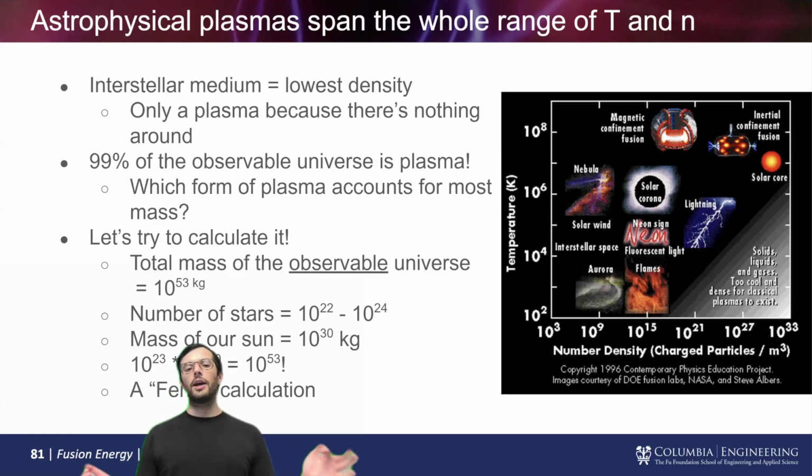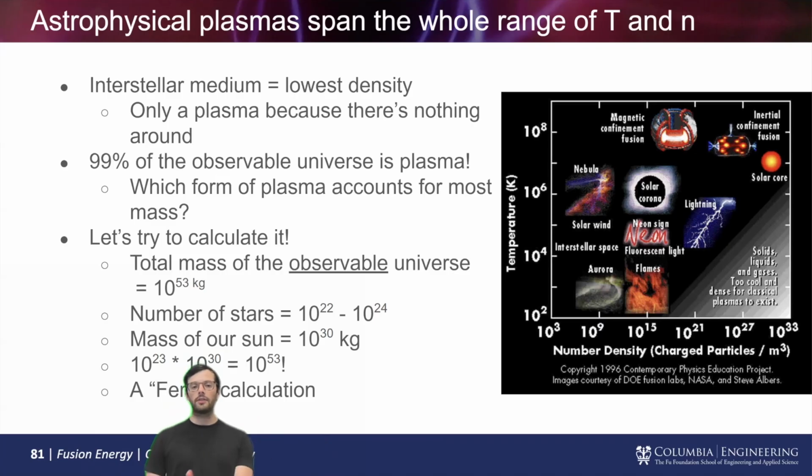And then the line you'll see at the beginning of basically every plasma physics textbook is "99% of the observable universe is a plasma." And that's a little why, but also if you do it by mass, it's because most of the mass in the observable universe is in the form of stars.